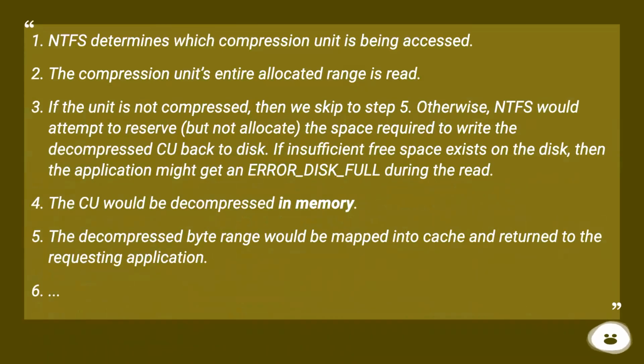NTFS determines which compression unit is being accessed. The compression unit's entire allocated range is read. If the unit is not compressed, then we skip to step 5. Otherwise, NTFS would attempt to reserve, but not allocate, the space required to write the decompressed CU back to disk. If insufficient free space exists on the disk, then the application might get an ERROR_DISK_FULL during the read. The CU would be decompressed in memory, and the decompressed byte range would be mapped into cache and returned to the requesting application.